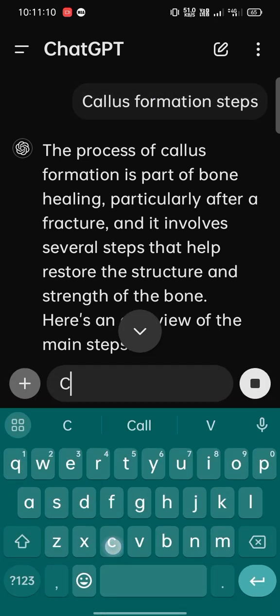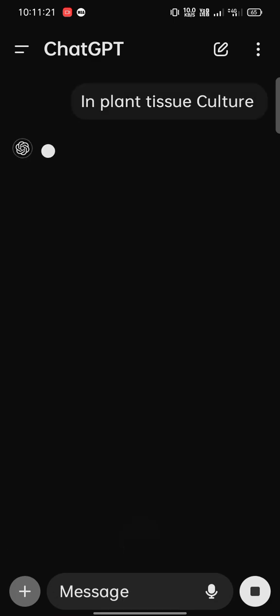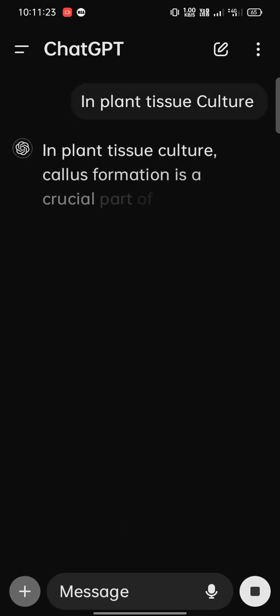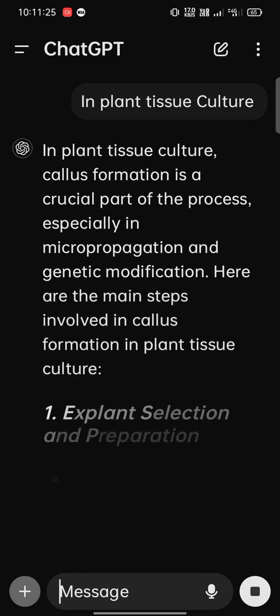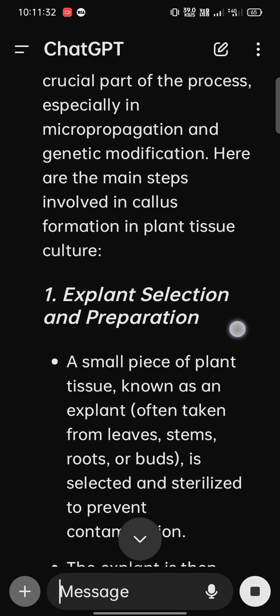Callus plant tissue. Plant. So it will be useful especially in micropropagation and genetic modification.